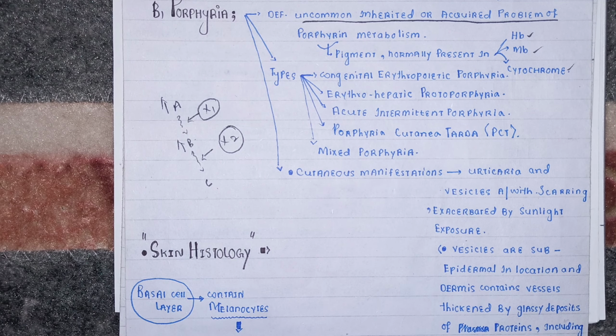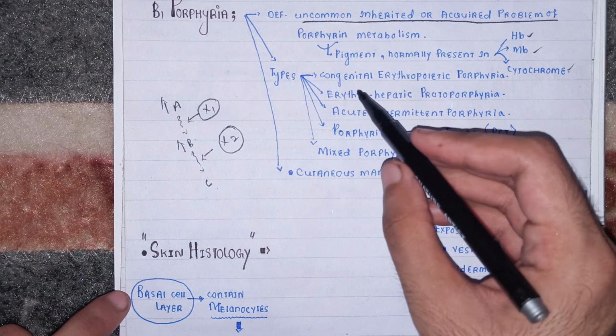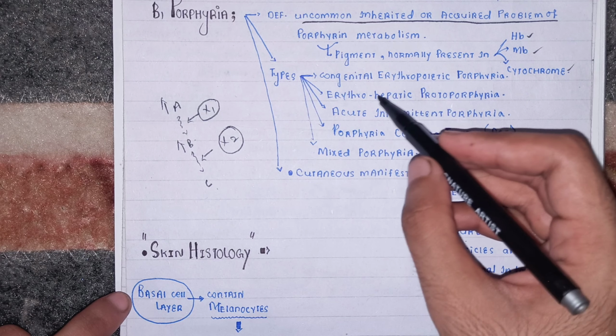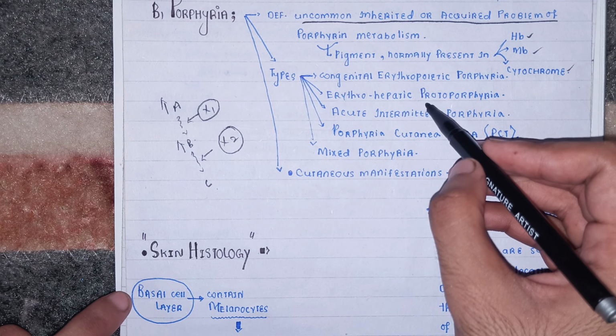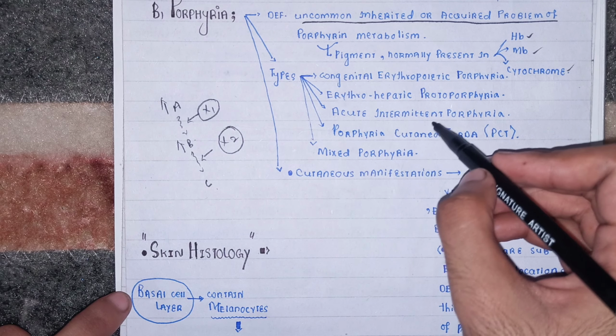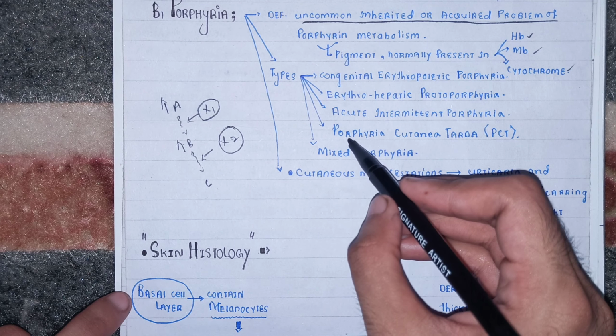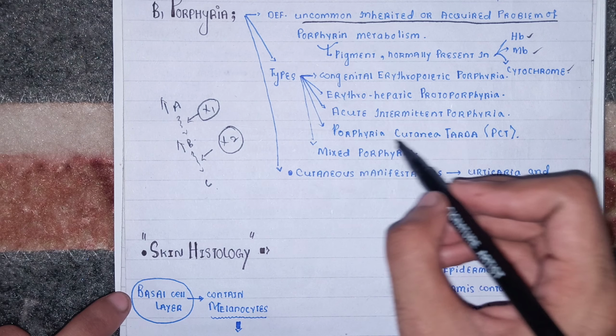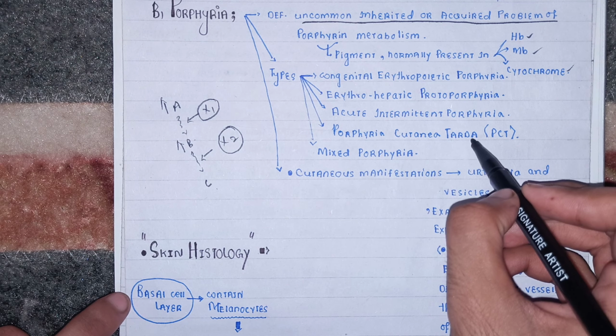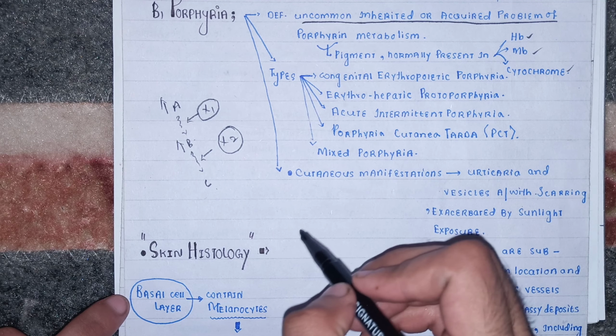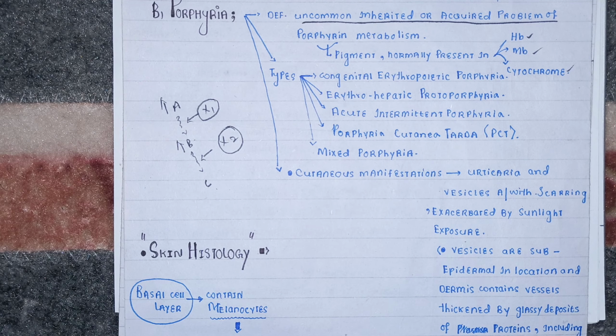By the way, there are different types of porphyria which you will better understand in your biochemistry. Congenital erythropoietic porphyria, erythrohepatic protoporphyria, acute intermittent porphyria, and a very important and the most common type of porphyria is PCT, that is porphyria cutanea tarda, and at last is mixed porphyria. What happens in case of porphyria? What are the skin manifestations beta?